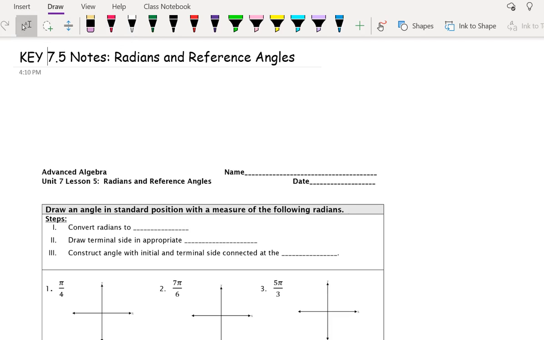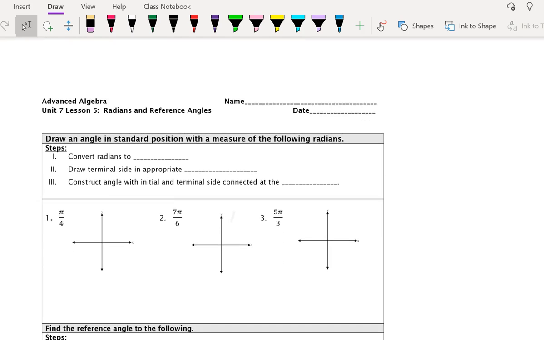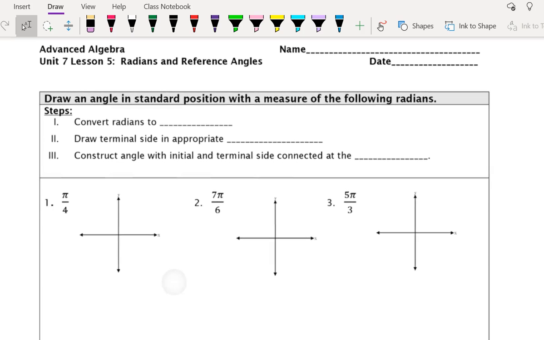Okay, so we are moving on to radians and reference angles. So we did reference angles with degrees. Now we're going to do them with radians, although we're actually going to use our degrees to help us with our radian reference angles.